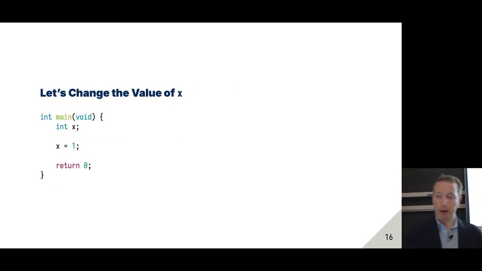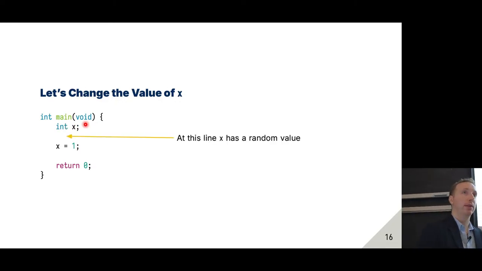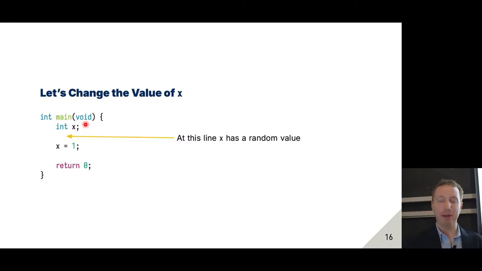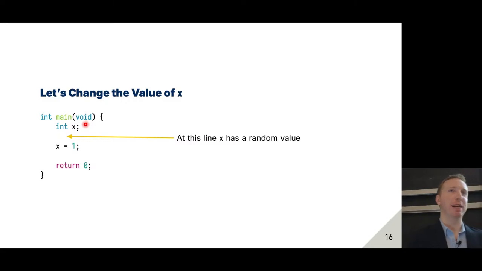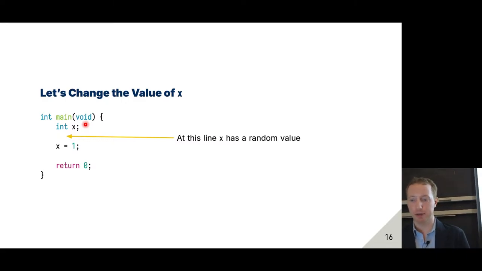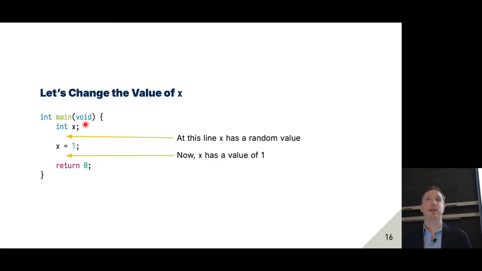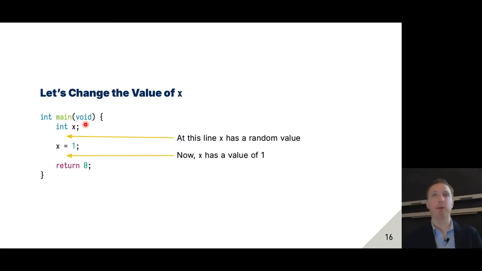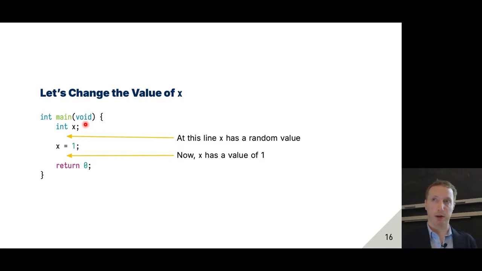So let's put it into practice. If we have int main, and we have int x, right after this line, x actually has a random value. This will also trip you up at one point, because if I just declare x, all C does is set aside some memory for you, and it turns out that it's not that picky. It just sets aside some memory, and what's in it seemingly looks like a random value. Only after I execute the next line does x actually have the value of 1. So right before that, it has a random value, and then right after I say x equals 1, it has the value 1.